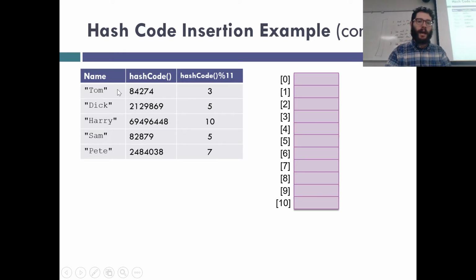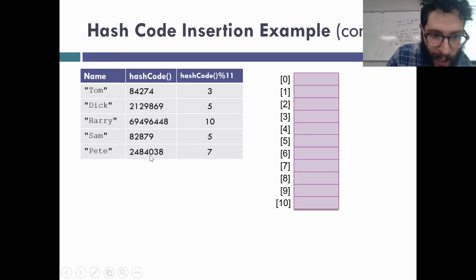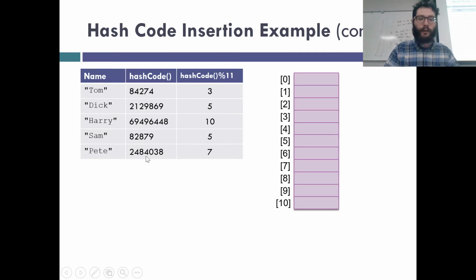If we had an infinite size array, I could just simply put Tom in this space, and Dick in this space, and Harry in this space, and Sam in index 82,879, and Pete in index 2,484,038. Unfortunately, I'm a bit pressed for space. Your application might have only room for a couple megabytes to run. So you don't have the room for an array of a couple billion to store all these possible things.